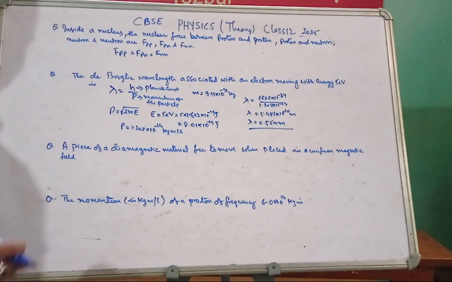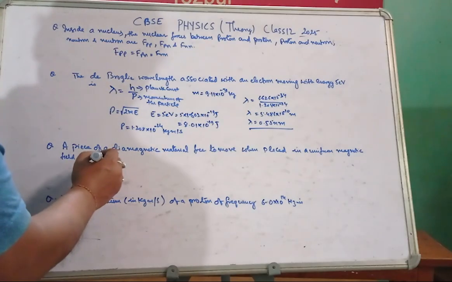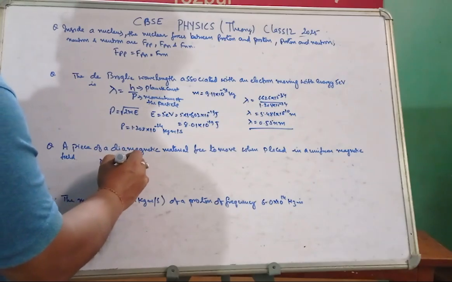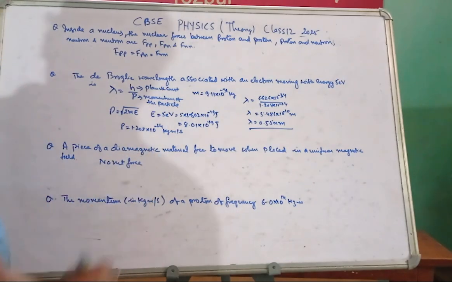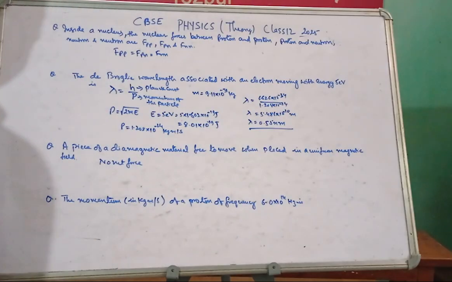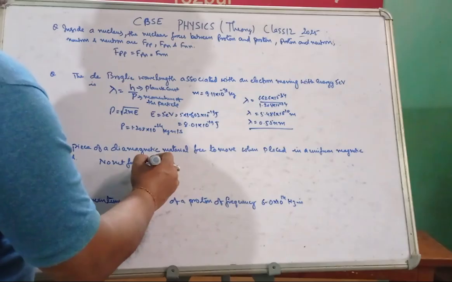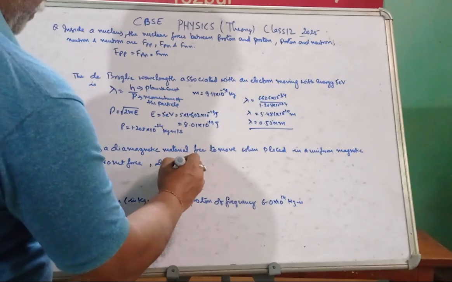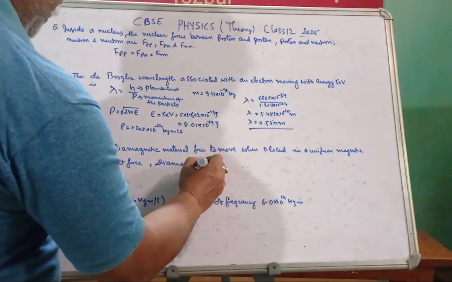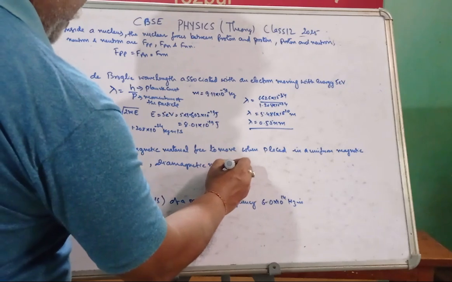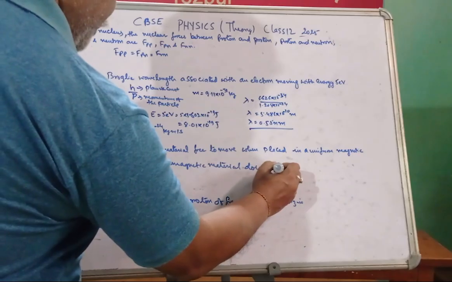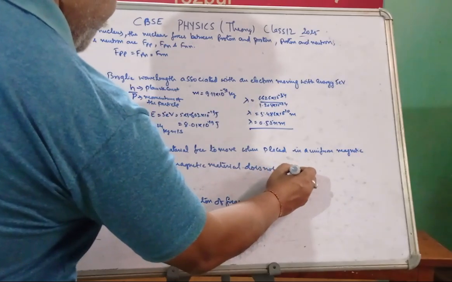The diamagnetic material does not move because there is no net force on the diamagnet. Because there is no net force, the diamagnetic material does not move.